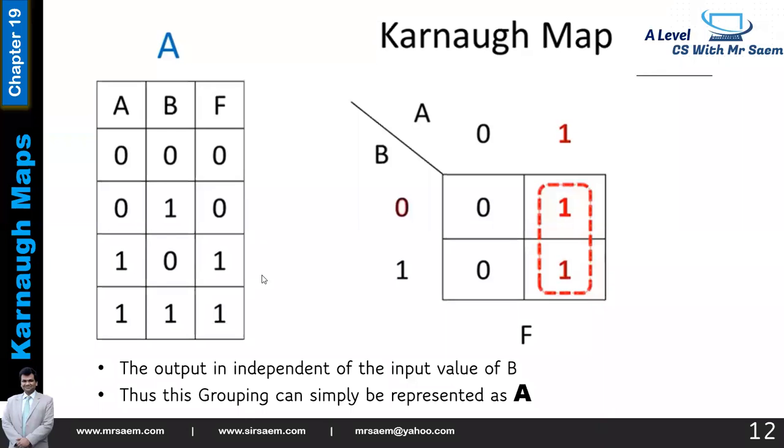Okay, so if we again look at this one as a Karnaugh Map, you can see this is the way I can make a group over here. Certainly, this is the one group that I can make. Let's see how this helps me give an output expression out of it. You can see the output is independent of the value of B. What do I mean by that?